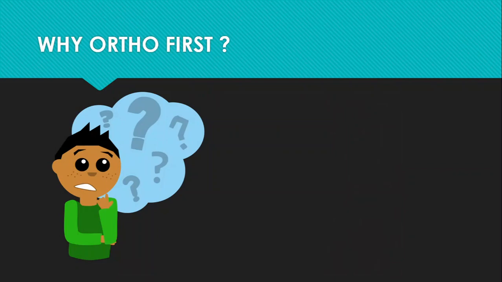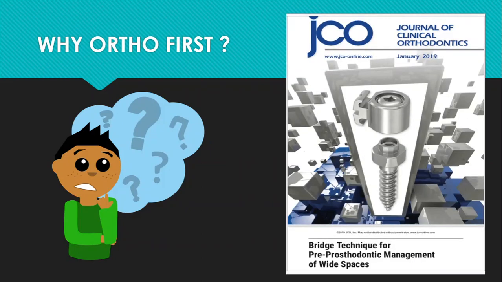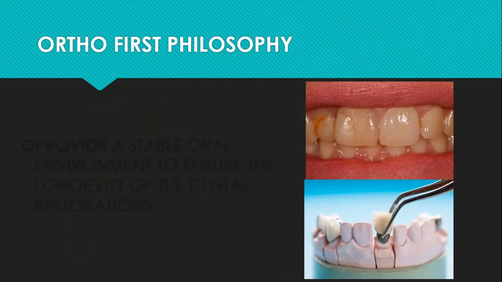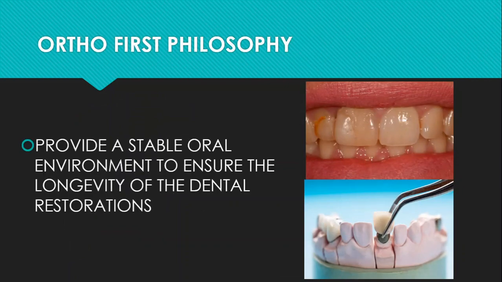So why orthodontics first? Let's look at some literature in our journal readings. This one, published in January 2019, shares with us the rationale and reason for doing orthodontics before any type of restorative work. Essentially, the goal is to provide a stable oral environment to ensure the longevity of your dental restorations.